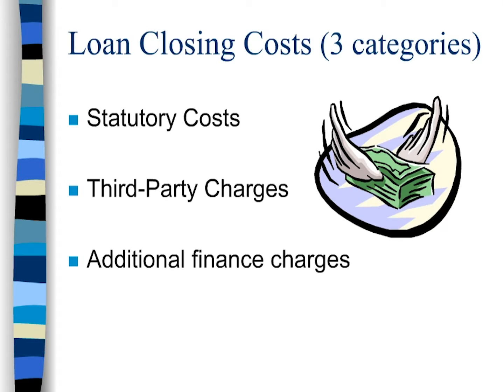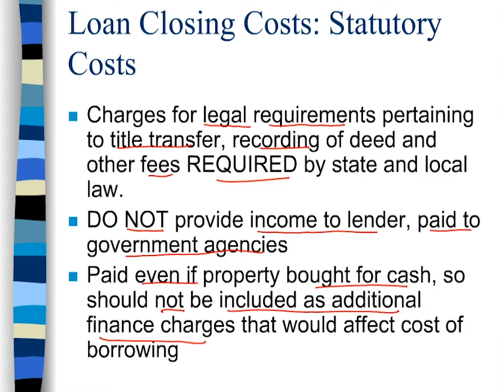Okay, now one thing we want to bring in now are closing costs. There are 3 categories of closing costs: statutory, third party, and additional. We need to go through these each. The first group is the statutory costs. Now these are the charges for legal requirements pertaining to title transfer, recording fees, and things like that. So these are fees that are required by state and local government's laws. So they are not income to the lender. They're paid to the government agencies. So even if you pay it all cash, you would have to pay these. So because of that, we do not include them as additional costs for financing charges.